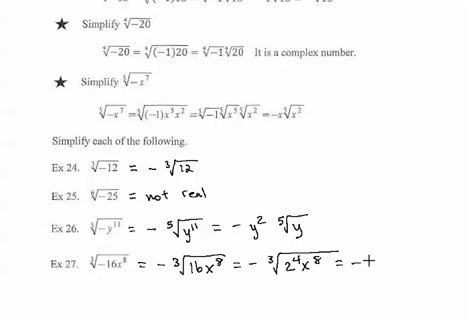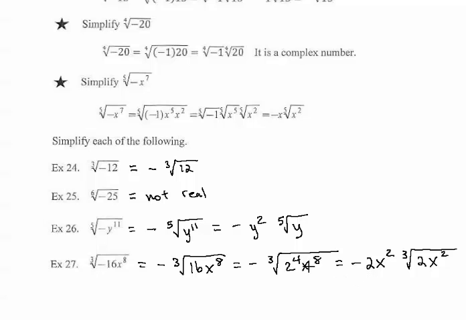And now we can bring out 1, 2, because there's 3 of them. We have 1 left over on the inside. 3 will go into 8 twice, so we bring out an x squared. And so inside the radical we have a 2 left, and then we have an x squared left.